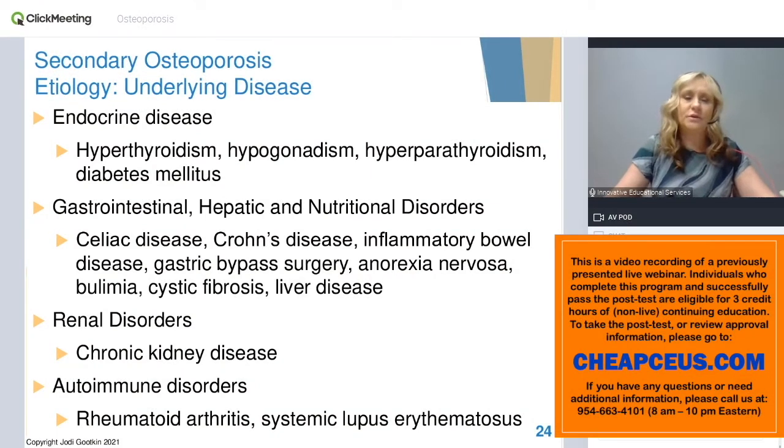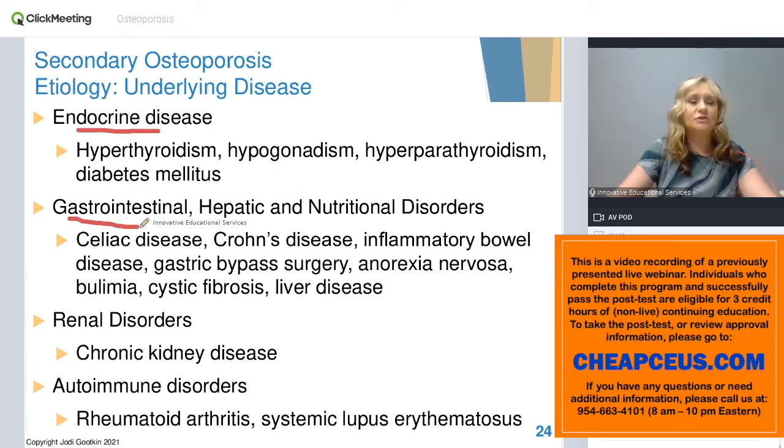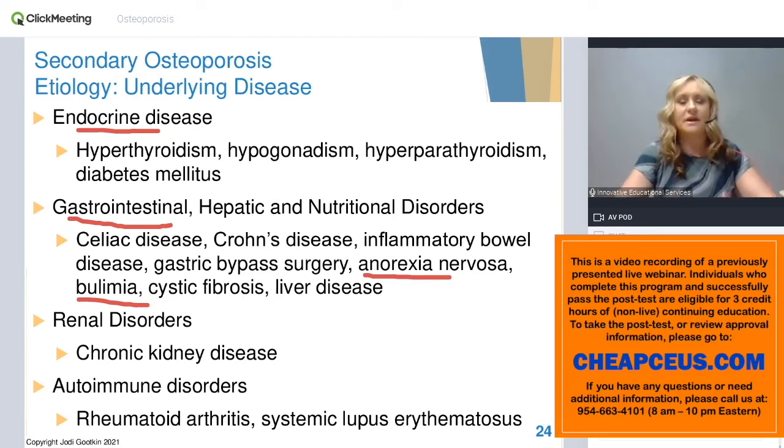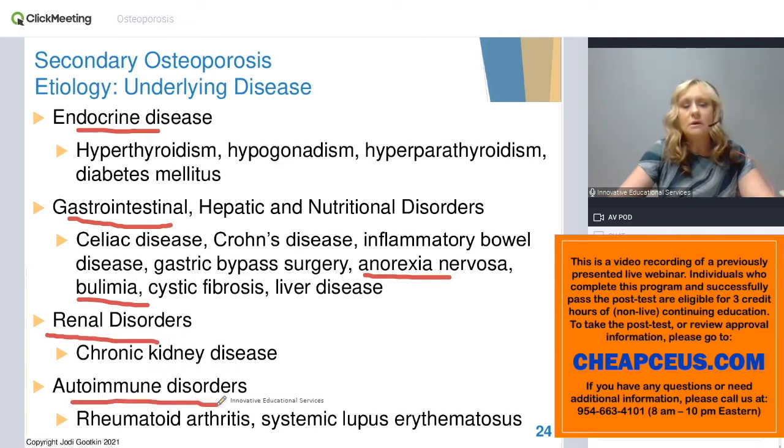Secondary osteoporosis is going to be related to some type of underlying disease. Most commonly, it can be endocrine disease, gastrointestinal. Another pediatric population to consider, or young adults, are individuals with anorexia or bulimia. It might be an indicator if they are not getting the nutrition necessary to support healthy bones. A red flag might be if they're presenting with the fracture patterns that you would normally see in someone who has osteoporosis. Renal disorders, and then also autoimmune disorders.